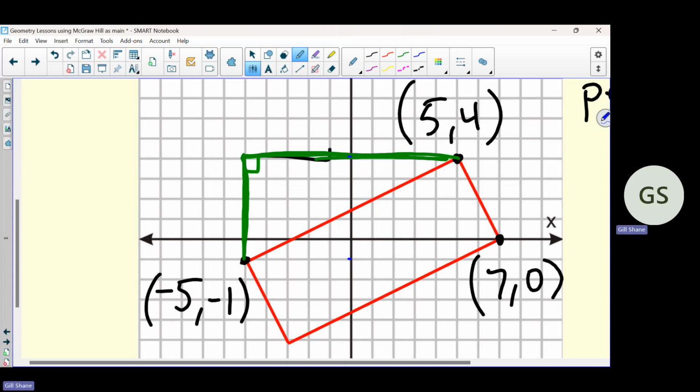Wait, how did you do it? You did it with that. So you're doing the same exact thing, only you're using these two coordinates, and then you know the other.